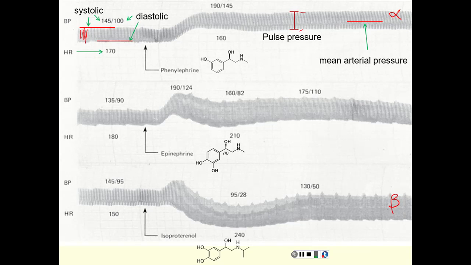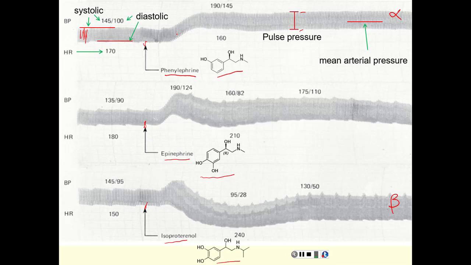And so we're looking at these experiments, again, that were done in dogs, where these arterial pressures were recorded under three separate conditions. In one condition, the animals were administered a dose IV of the drug phenylephrine, and here's its structure right here. Phenylephrine in the first one, epinephrine in the second one, with the structure of epinephrine, and isoproterenol in the third one.